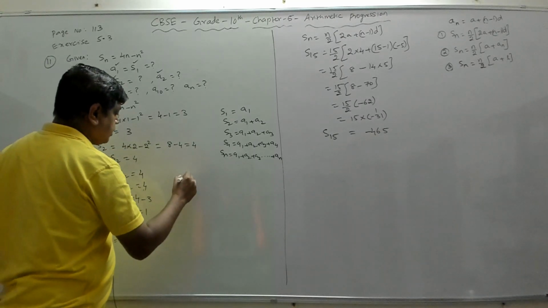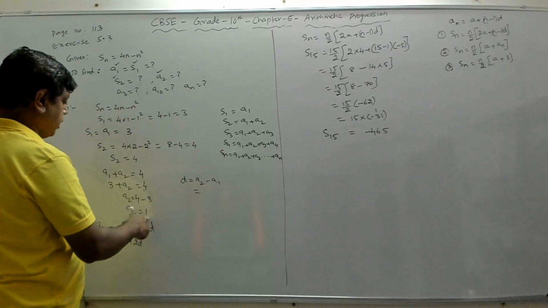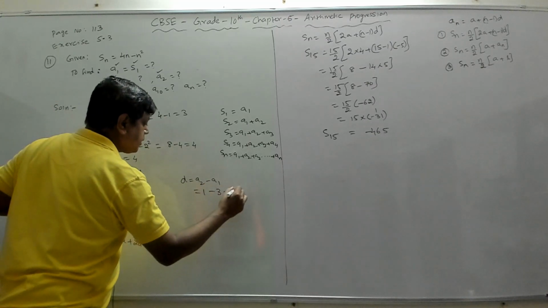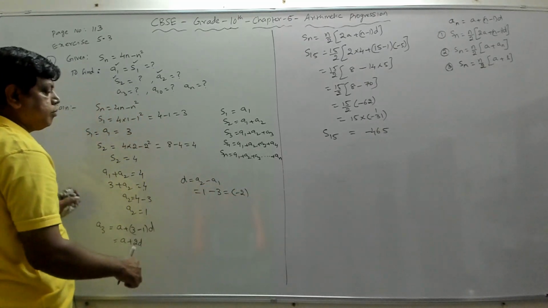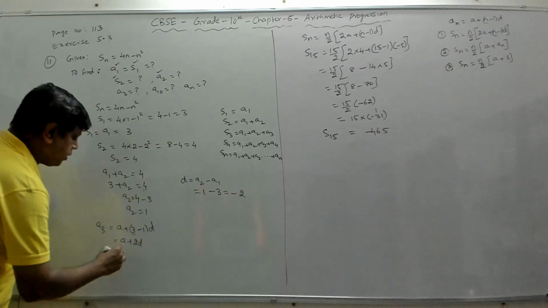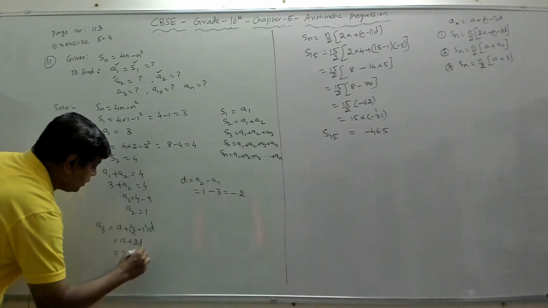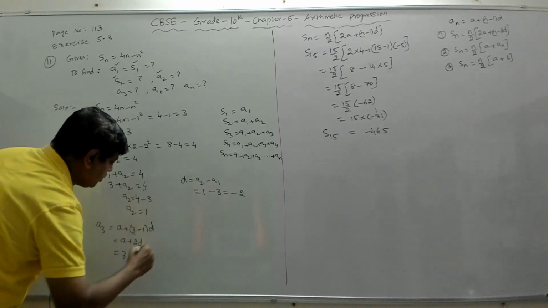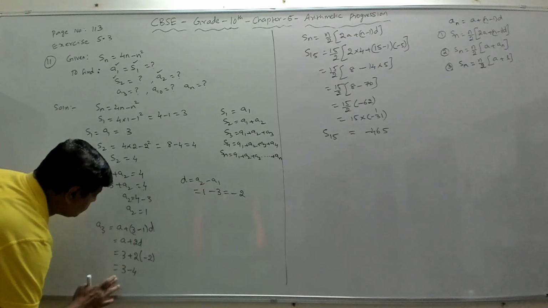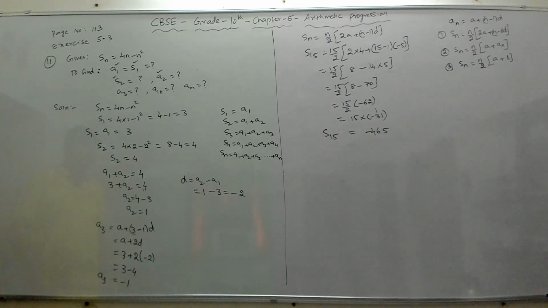Now what is D? D is A2 minus A1. And A2 is 1 minus A1. A1 is 3. See, 1 minus 3 is minus 2. So that is your D. The common difference D is minus 2. So your A, the first term, is 3 plus 2 into D. D is minus 2. So that gives you 3 minus 4. Your A3 is minus 1.